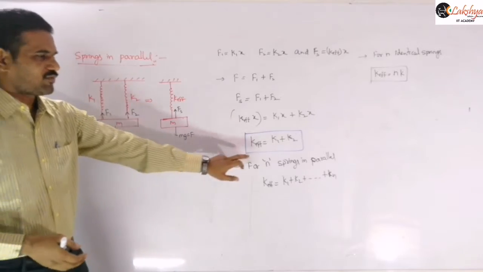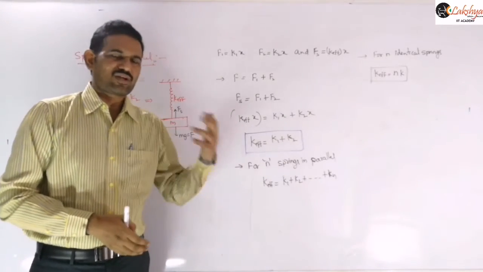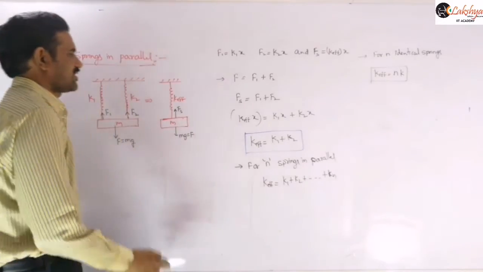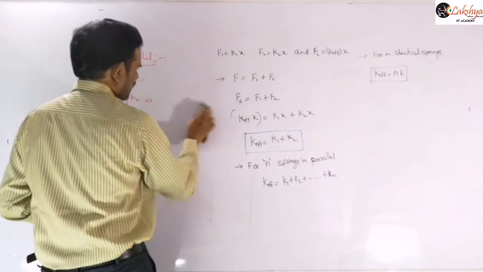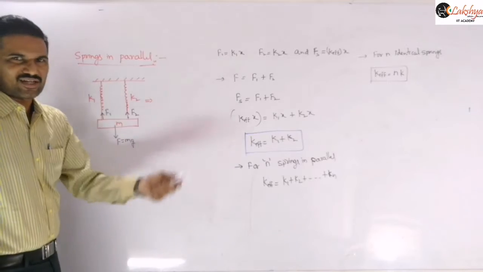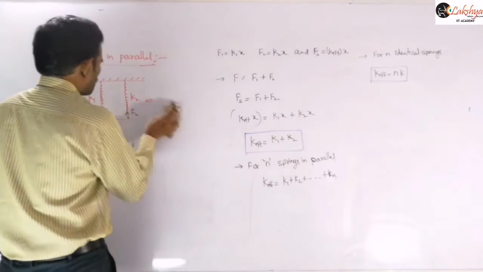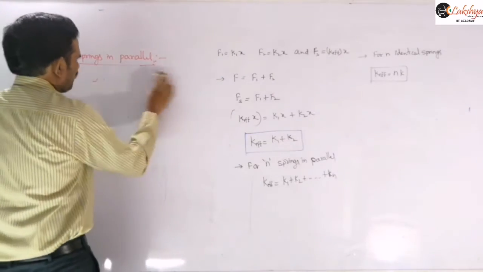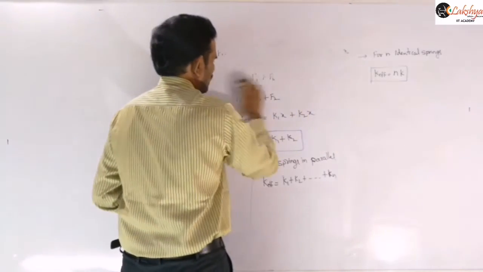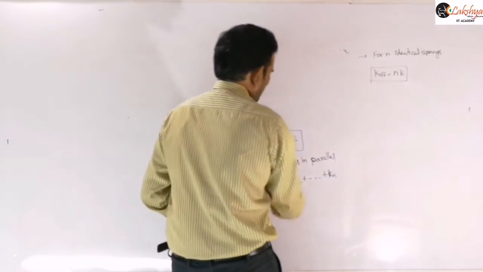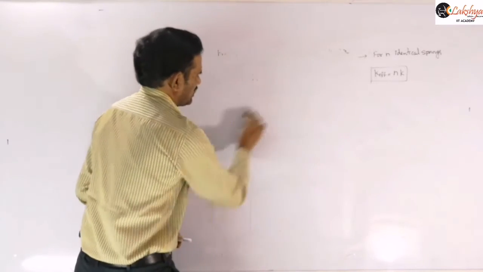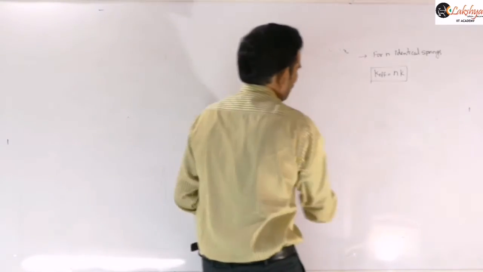From this you can understand that when the springs are connected in parallel, the effective spring constant will increase. It will be greater than the largest value in the combination. Like if you consider 110, then we are getting 110, which is greater than the largest value. So you may mention that when springs are connected in parallel, the effective spring constant is larger than the largest value in the combination.